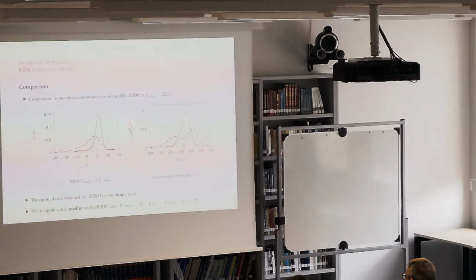And if I look at the flutter velocity PDF, I can see that before I used to have a bimodal PDF that has now clearly turned into a single peak PDF, and I still have the mean value of the flutter velocity for the reliability-based design optimization case that is higher than the deterministic case. The probability of failure has decreased from 25% that we had before to only 3% in this case.